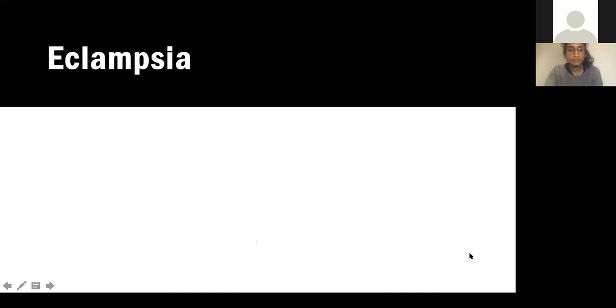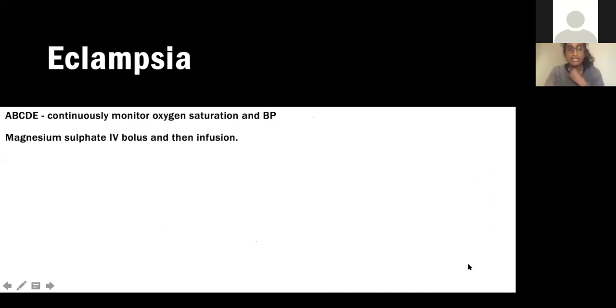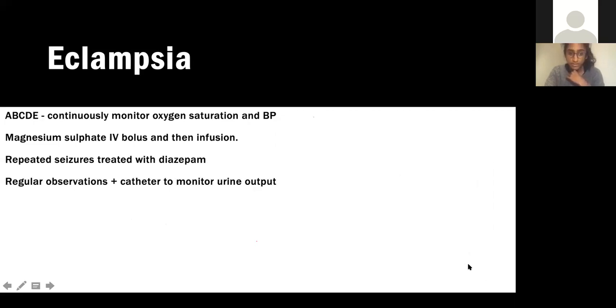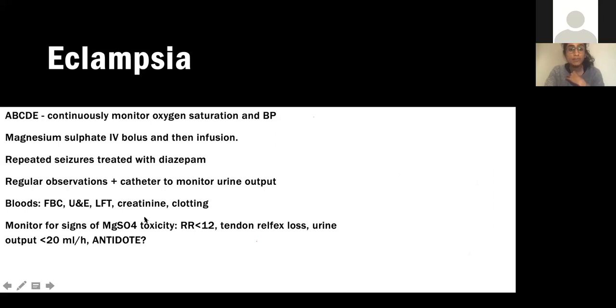Okay, so if you do have eclampsia, what do you do? So you just use an A to E approach. You can give them magnesium sulfate to treat the seizures, and for repeated seizures, then treat it with diazepam. Regular observations are really important. Catheter to monitor urine output, send off all the bloods that you would usually send off, and monitor for signs of magnesium toxicity. So signs of magnesium toxicity are a respiratory rate of under 12. You'd get loss of tendon reflexes and a low urine output.